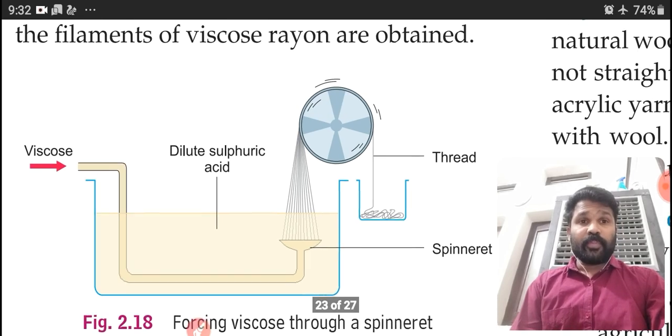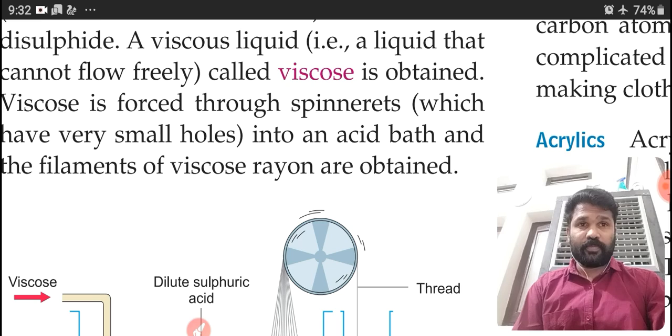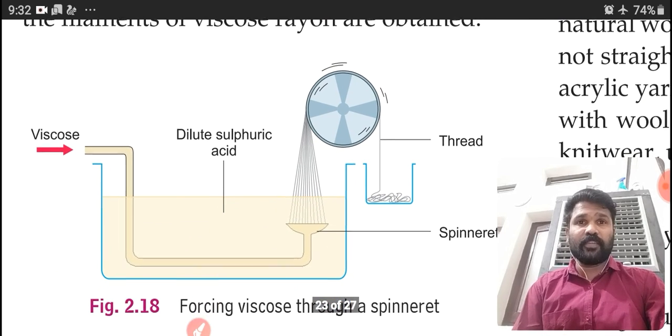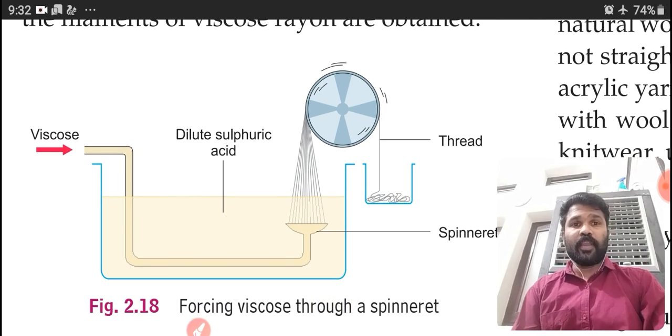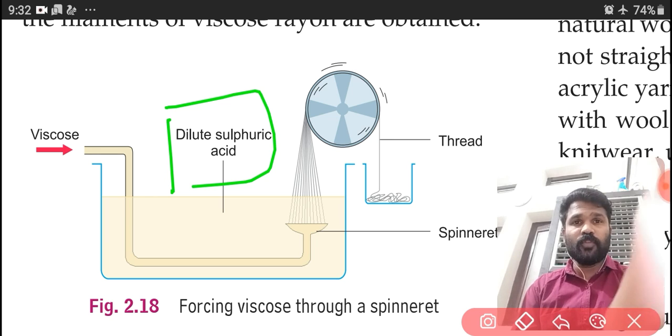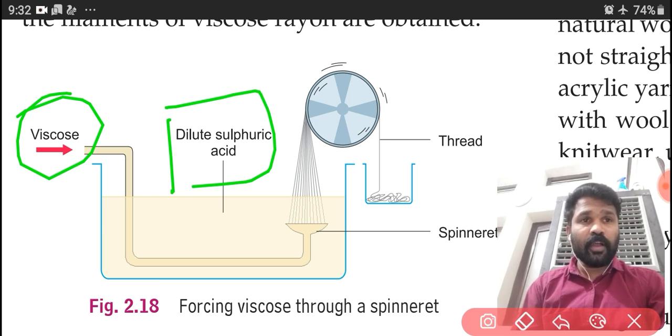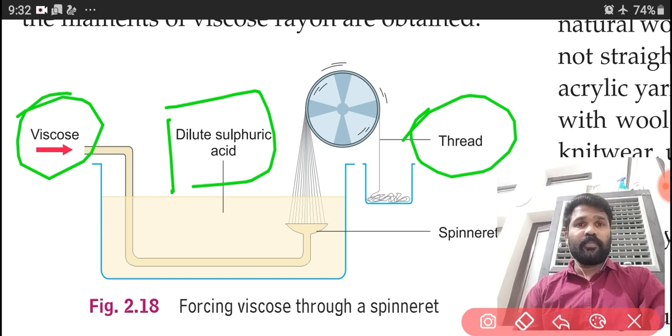See, the viscose liquid is allowed to pass through the spinnerets into an acid bath. Clear? Here is an acid bath, that is dilute sulfuric acid. This is viscose. After passing through the acid bath, the viscose changes into thread here.